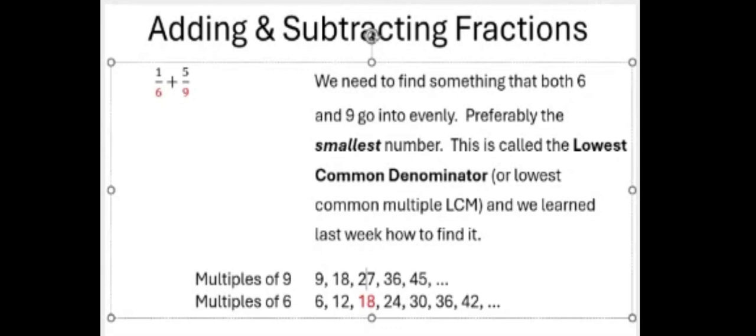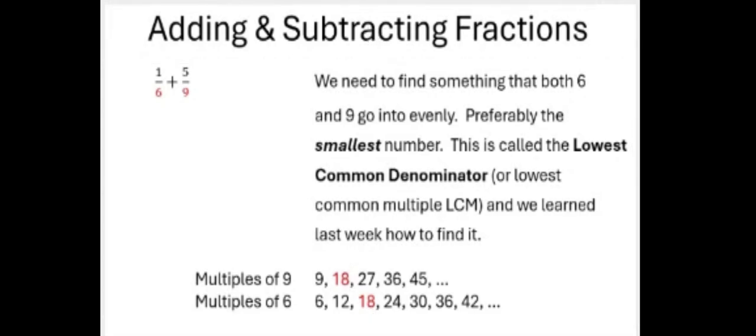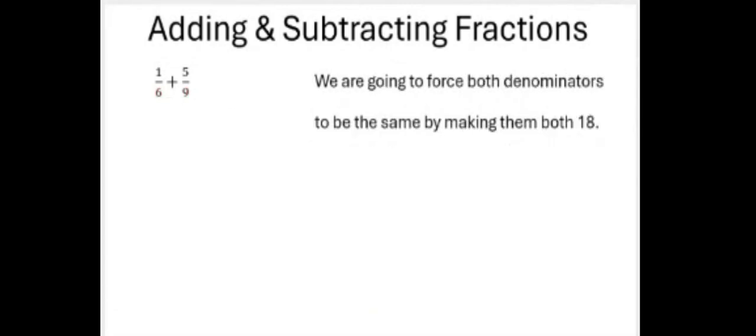We notice that both 6 and 9, the first number that they both go into is 18. So that is the lowest common denominator when the denominators are 6 and 9. So we're going to force both of the denominators to be the same by making them both 18.